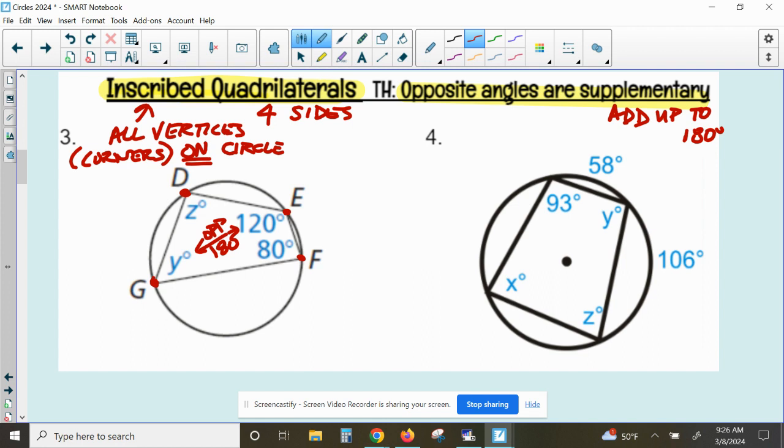And so those opposite ones have to add up to 180, which means that 120 plus y better equal 180. So you're doing that in your head. Is the magic number 60? Does it work? Okay, I'm going to put it in the picture. 60 degrees.